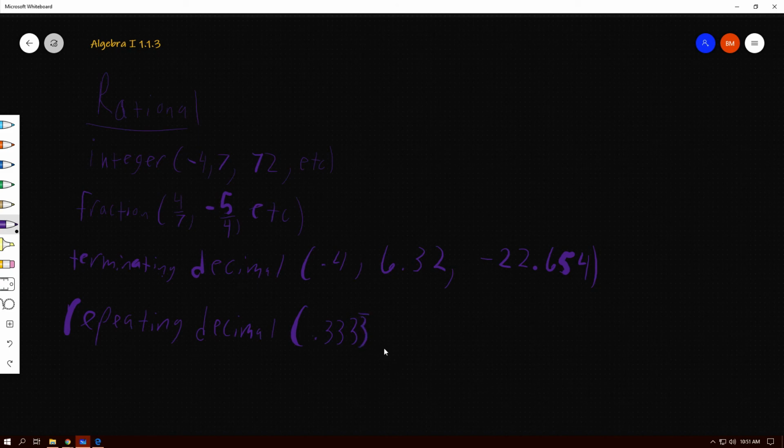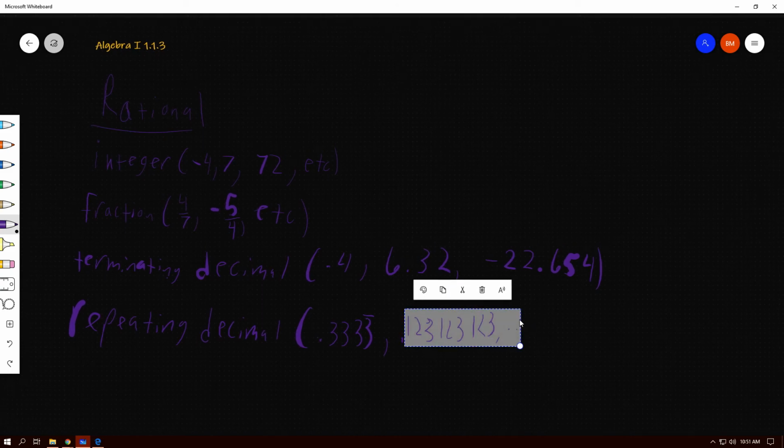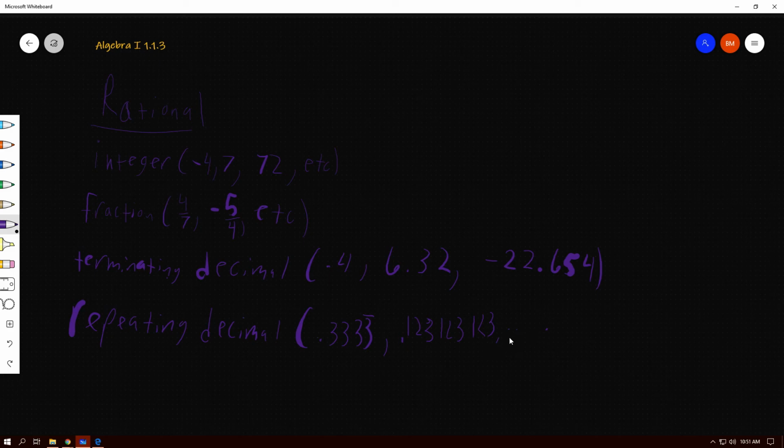All right, 0.333. It could be 1, 2, 3, 1, 2, 3. It could be a pattern like this as long as it repeats. It could be a 0.166666 all the way around. So any pattern, anything that repeats. So it goes on forever with the same pattern each and every time. Those are all rational numbers.